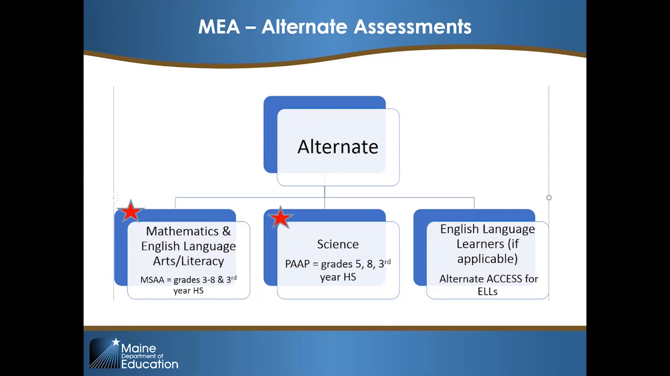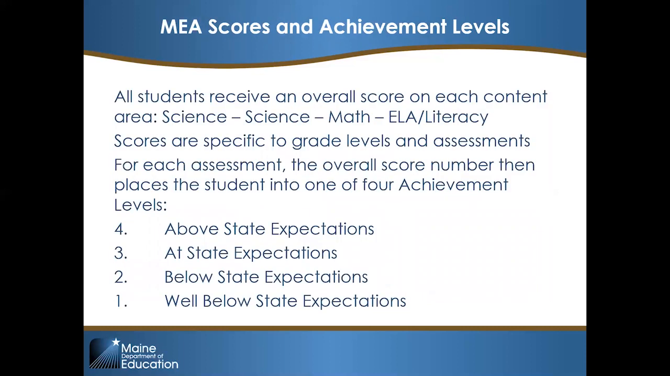Science is assessed in grades 5, 8, and 3rd year of high school with a Personalized Alternate Assessment Portfolio, or PAAP. English language learners with IEPs and an alternate indicator must take the Alternate ACCESS for ELLs. Just as with the general assessments, overall student scale scores in each content area are given for science, math, and ELA literacy. Scores are specific to grade levels and assessments.